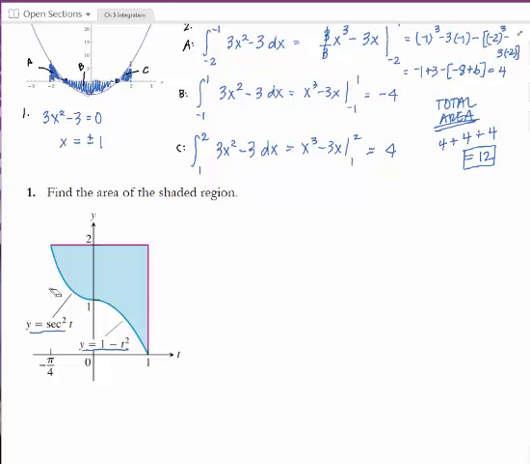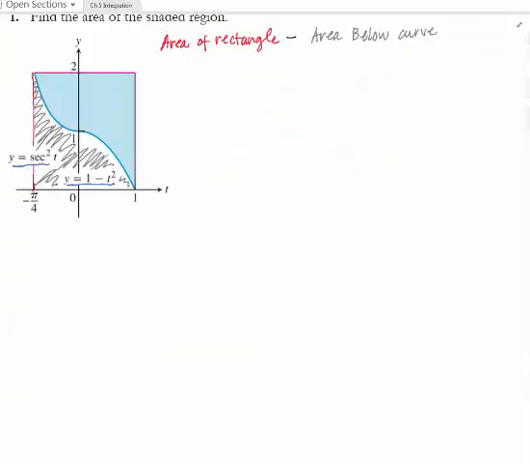So to find the shaded area when it's above the curves means that maybe we should consider the whole rectangle and subtract the area below the curve. We can find this area underneath the curves using the definite integral. And if we have the area of the rectangle, we can subtract the area under the curve to get the area above the curve. The area of the rectangle is just the length times the width.